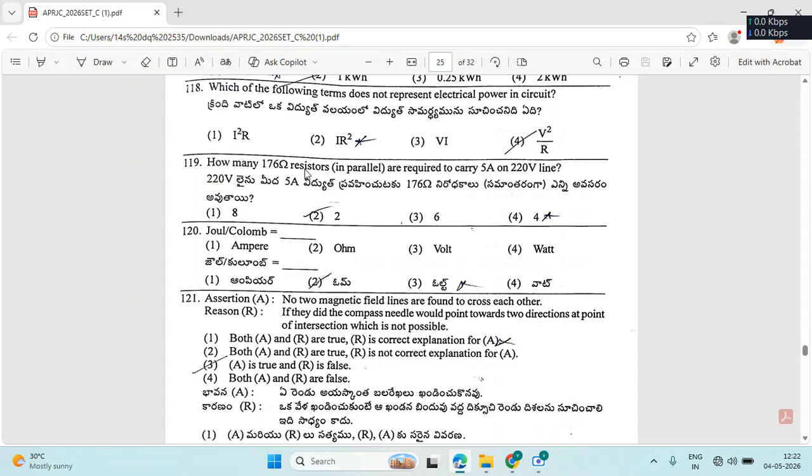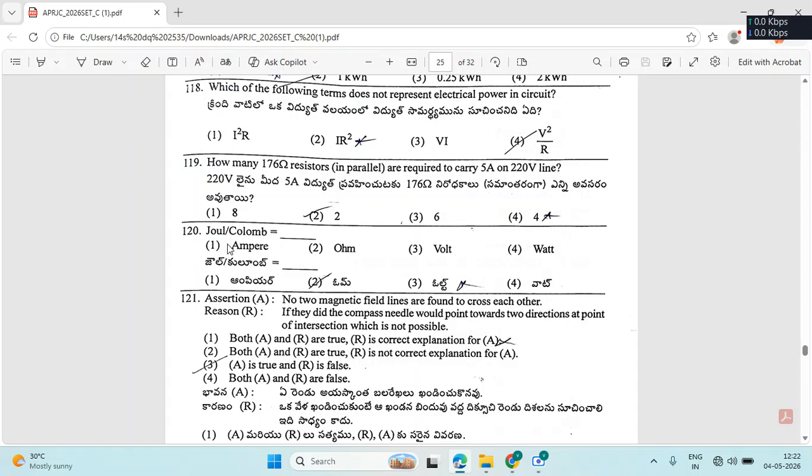How many 176 ohm resistors in parallel are required to carry 5 ampere from a 220 volt line? 8, 2, 6, 4. The correct option is 4 and the answer is 4.